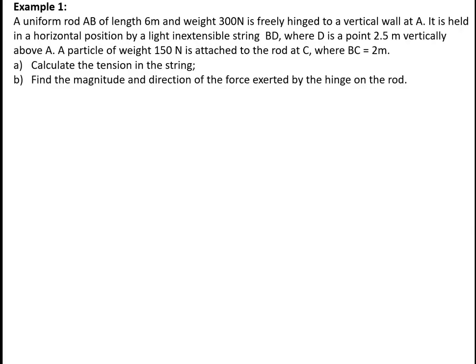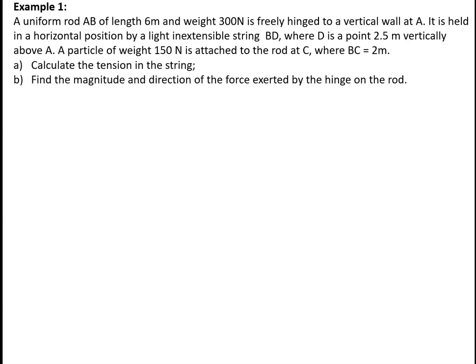So let's have a look at our first example. A rod AB of length 6 meters and weight 300 newtons is freely hinged to a vertical wall at A. It is held in a horizontal position by a light inextensible string BD, where D is a point 2.5 meters vertically above A. A particle of weight 150 newtons is attached to the rod at C, where BC is 2 meters. We've got to calculate the tension in the string and find the magnitude and direction of the force exerted by the hinge on the rod.